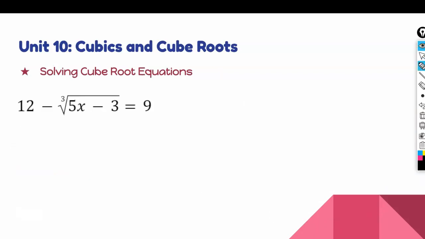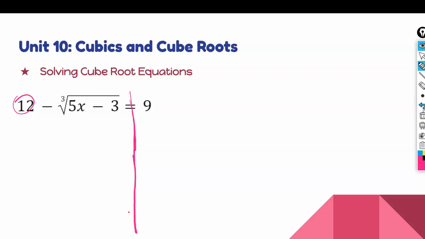All right, solving cube root equations. Solving equations, remember, is about getting x alone. And getting x alone starts with getting the stuff away from it that's furthest away from x on this side of the equal sign. So that would be this 12. Now this 12 is positive. This negative is not part of the 12. The 12 is separate from that.